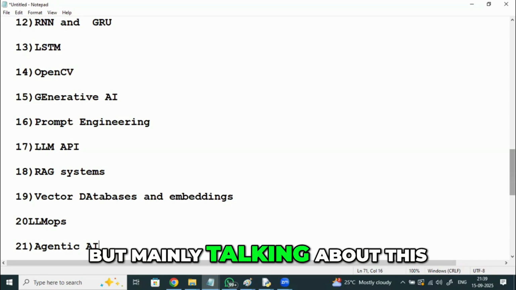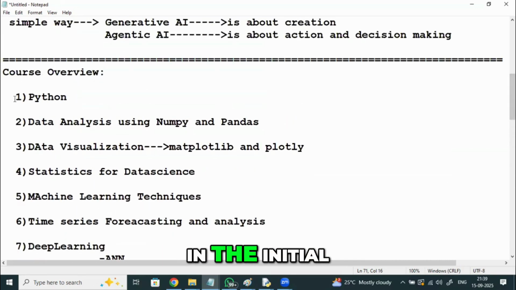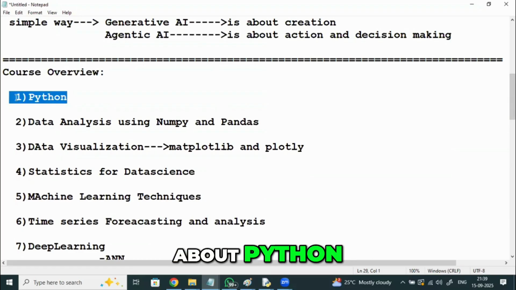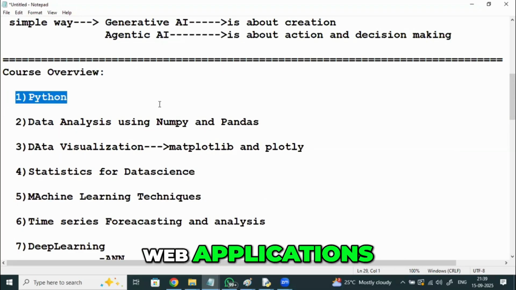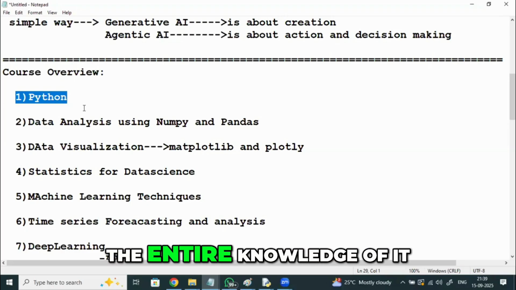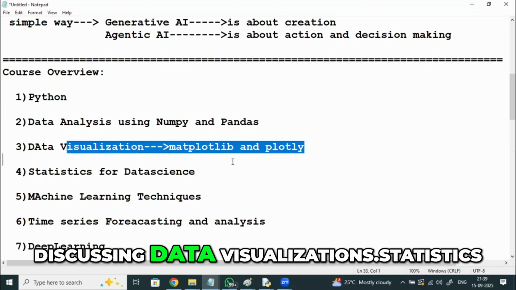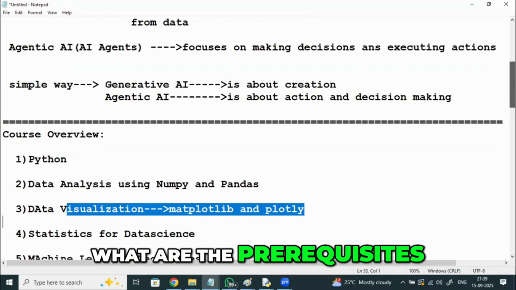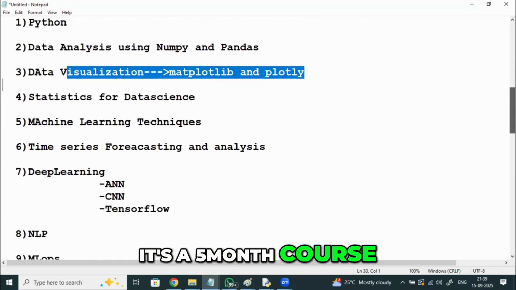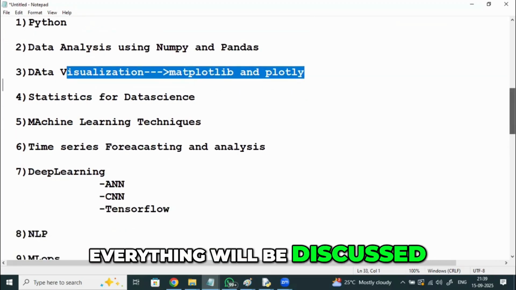Mainly you'll be given knowledge on Python. Someone was asking initially, you'll be discussed basics of Python, right? It doesn't mean that you are not developing web applications or that you need to have the entire knowledge of it. Even NumPy and Pandas, I'll be discussing data visualizations, statistics required for you. Whatever the prerequisites are, everything I'll be covering. It's a 5 month course where everything will be covered.